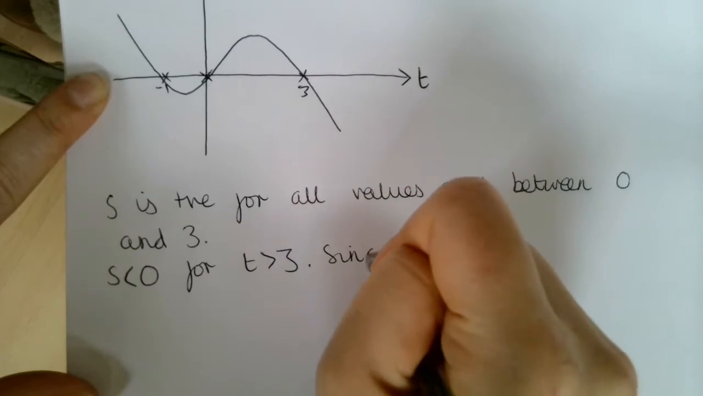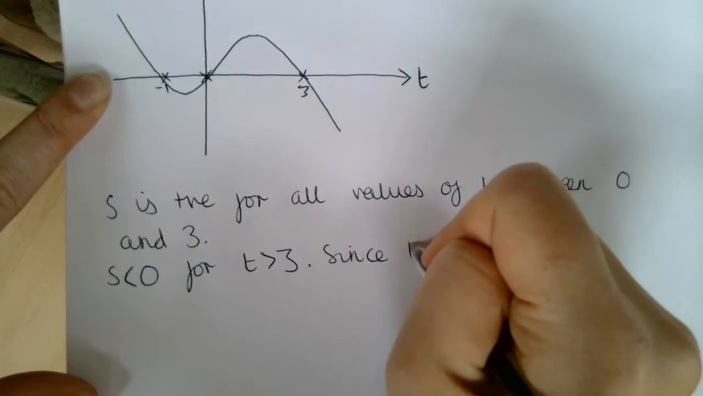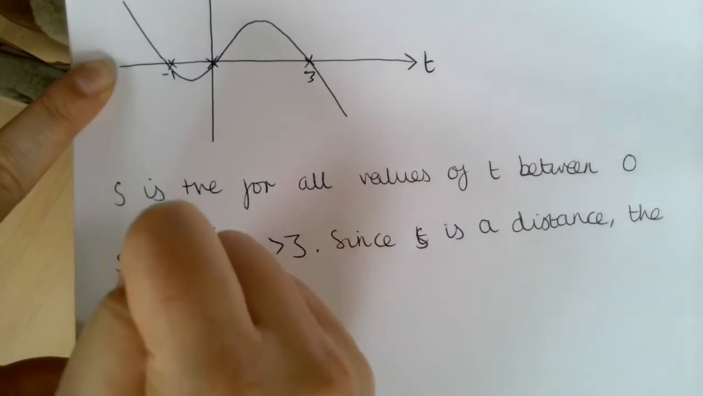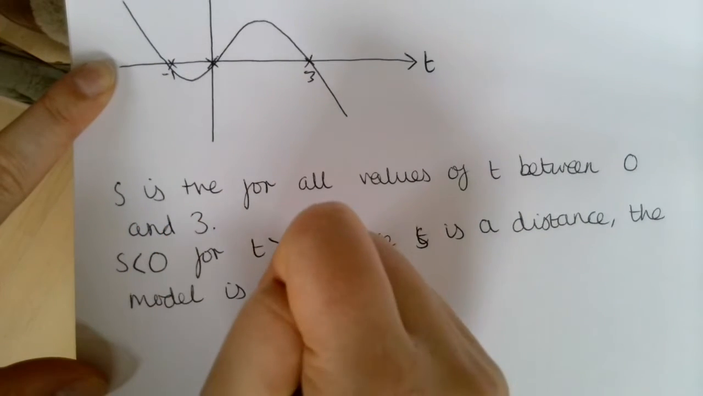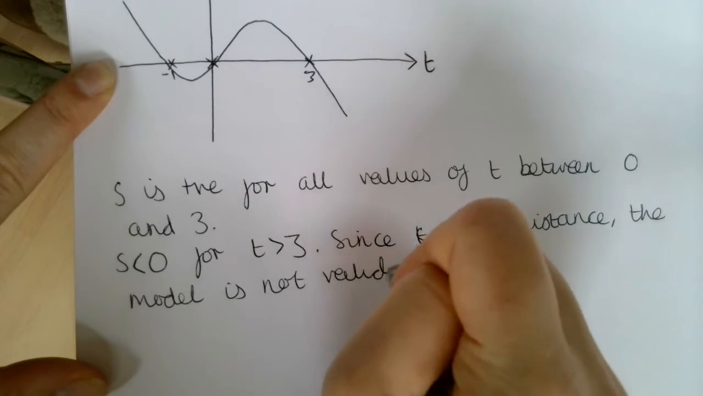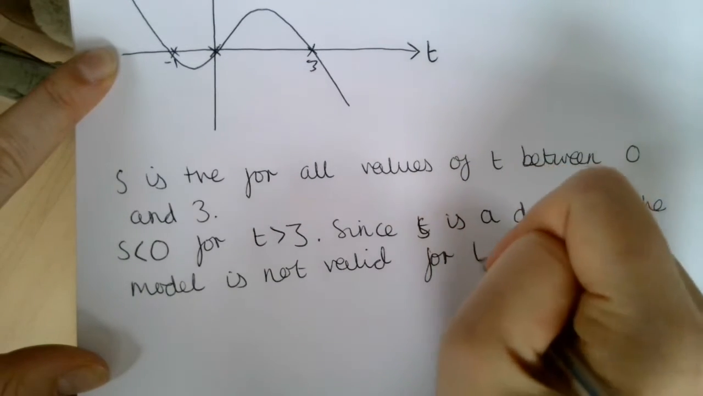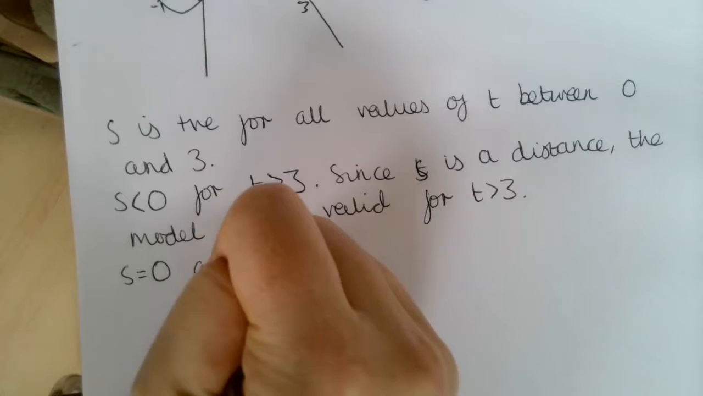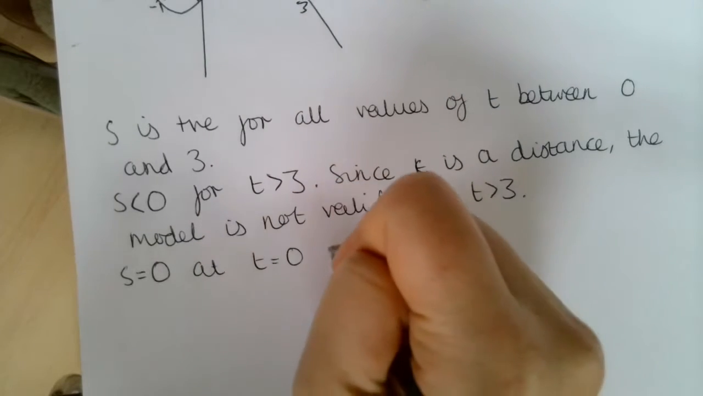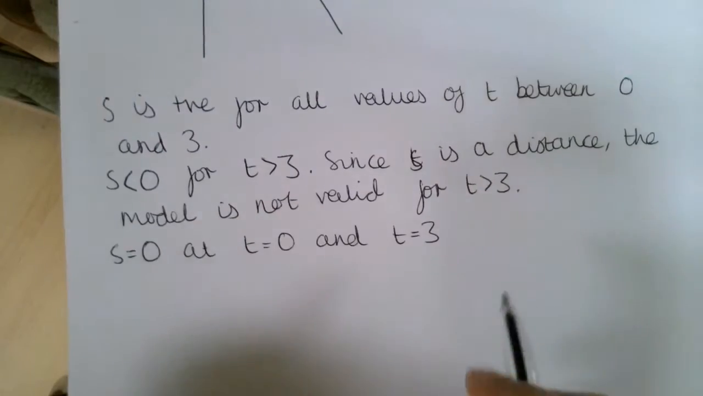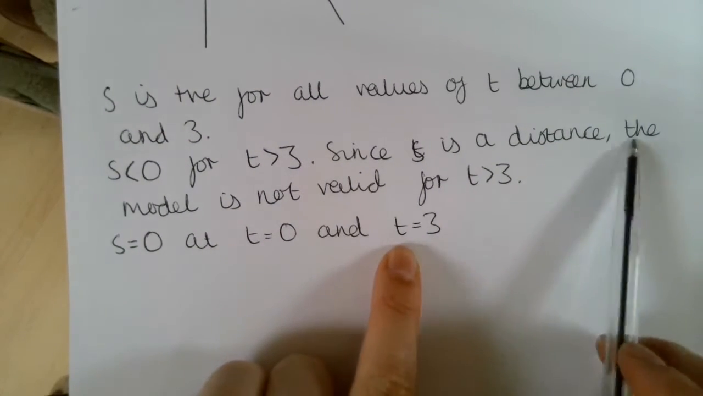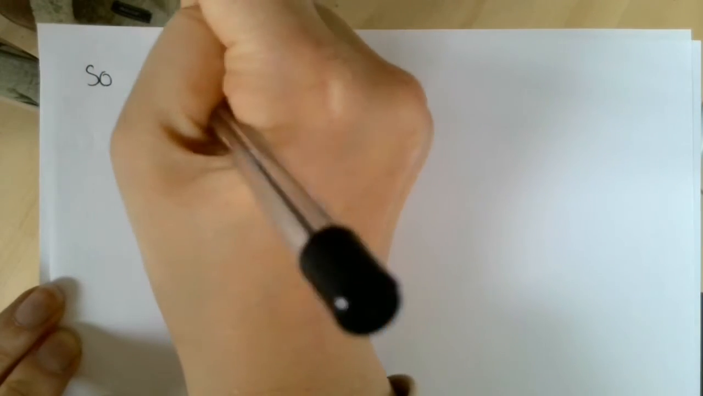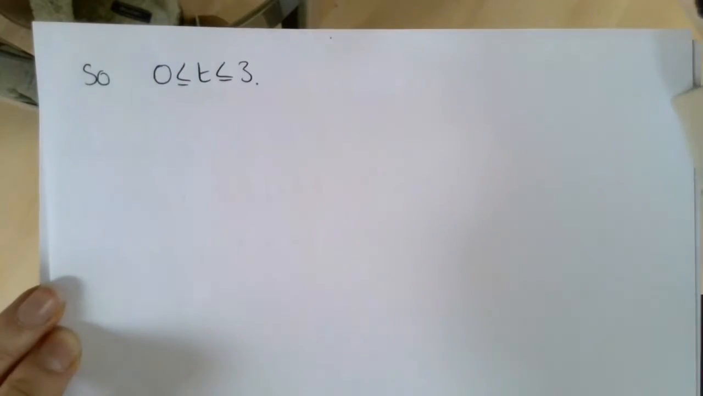And since s is a distance, the model is not valid for t greater than 3, and s is equal to 0 at t equals 0 and t equals 3. So we can have t equals 0, we can have t equals 3. We can't have a valid model for t greater than 3. So we must have 0 is less than or equal to t is less than or equal to 3.